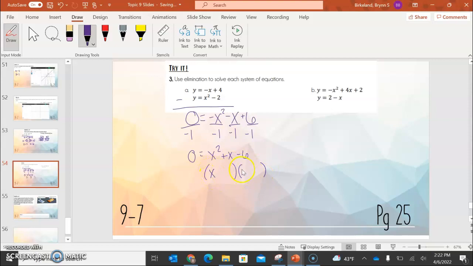because I know that x times x would be x squared in my box. And 3 times 2 would be 6. But if I make my 2 negative, I'll have 3x take away 2x, making 1, and negative 2 times 3, making negative 6. So you may need to do your factoring with the box over here if you want to, but that would be our result. So my final answer would be x equals 2 and x equals negative 3.